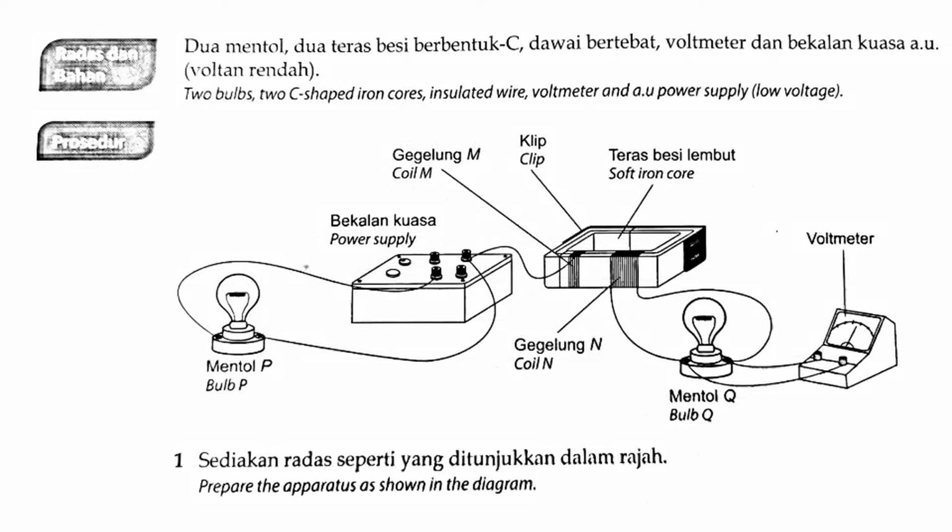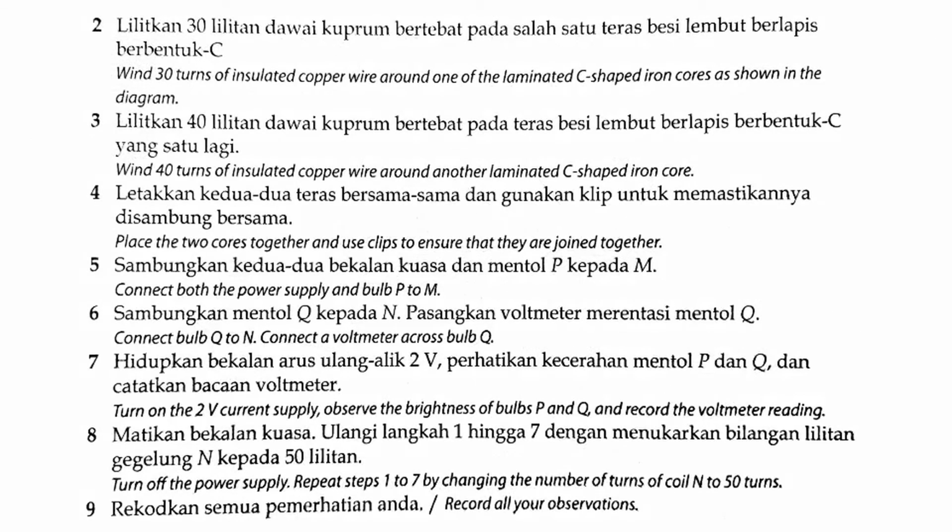Procedure: prepare the apparatus as shown in the diagram. Wind 30 turns of insulated copper wire around one of the laminated C-shaped iron cores as shown in the diagram. Wind 40 turns of insulated copper wire around another laminated C-shaped iron core. Place the 2 cores together and use clips to ensure that they are joined together.